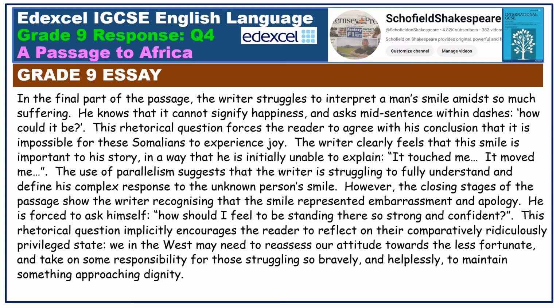The use of parallelism suggests that the writer is struggling to fully understand and define his complex response to the unknown person's smile. However, the closing stages of the passage show the writer recognising that the smile represented embarrassment and apology. He is forced to ask himself, how should I feel to be standing there so strong and confident? This rhetorical question implicitly encourages the reader to reflect on their comparatively ridiculously privileged state.